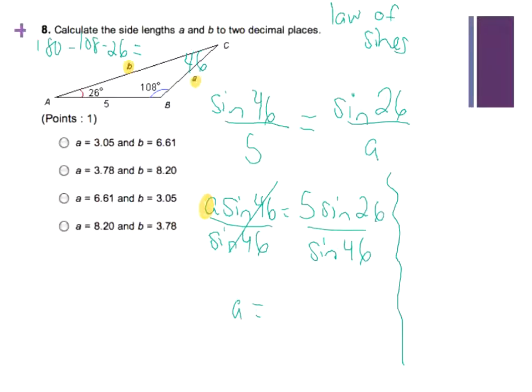No problem. Okay, so if we just grab our calculators, and I'll do it with you, I'm going to say 5 sine 26 divided by sine 46. And we're going to get 3.05. Already there's only one option that has your A as 3.05, but I still would like you to solve the second part of the problem just to make sure that you did it correctly.